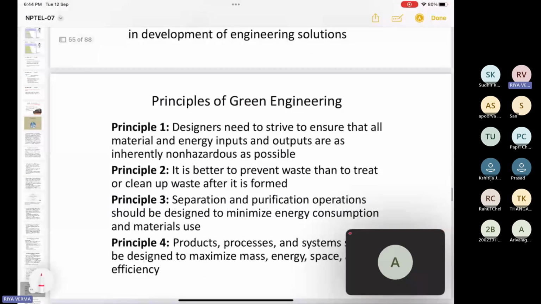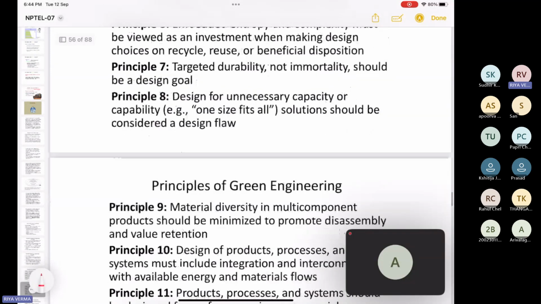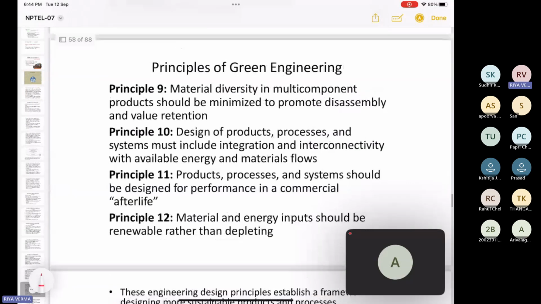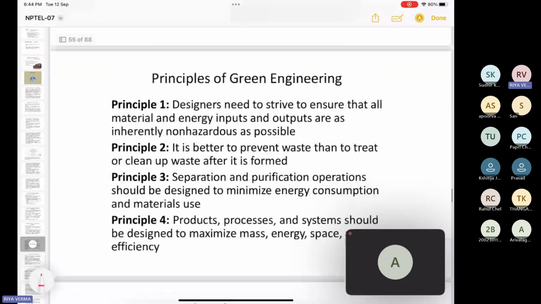After that, we have the principles of green engineering. We have a total of 12 principles that apply for green engineering. The first principle says that designers need to strive to ensure that all material and energy inputs and outputs are as inherently non-hazardous as possible. The second principle says that it is better to prevent waste than to treat or clean up the waste after it is formed.